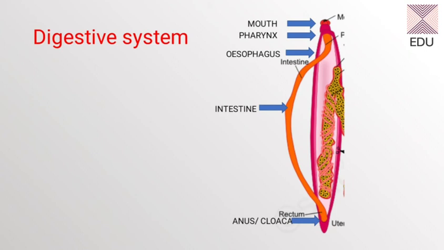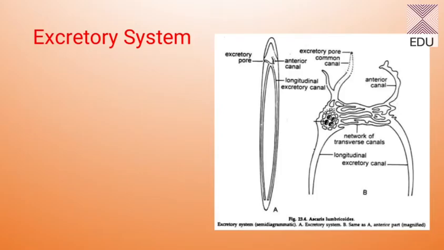In the next slide, now we are talking about the excretory system. This is a very, very important system in case of Ascaris, and this is again simple. Though the diagram doesn't look simple, it is a very simple system. And if you go by the physiology of this particular system, it is very, very easy.